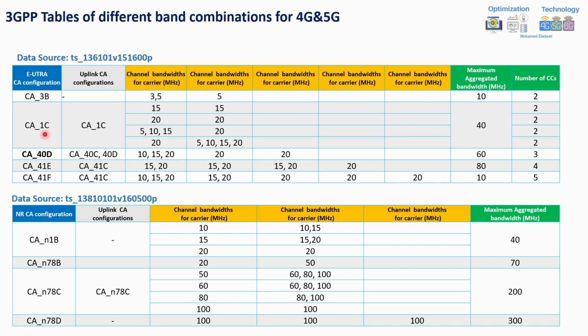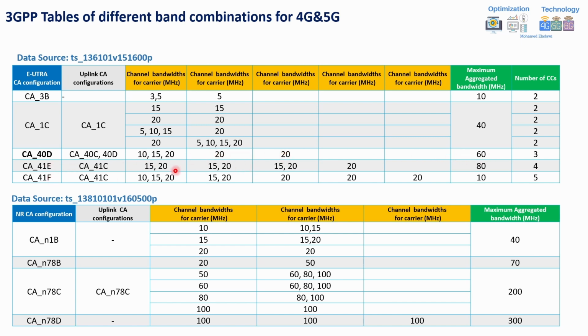Second one is about 1C. As mentioned, C also supports 2 contiguous carriers with a maximum bandwidth of 40 megahertz, and it can be different combinations: 15 plus 15, 20 plus 20, 20 plus 5, 20 plus 10, and so on. And this one is showing D. D can support up to 3 carrier aggregation with a maximum bandwidth of 60 megahertz. For example, it's showing CA 40. This means band 40, which can be 3 contiguous carriers. First one can be 10, second can be 20, and so on, and the maximum is 60.